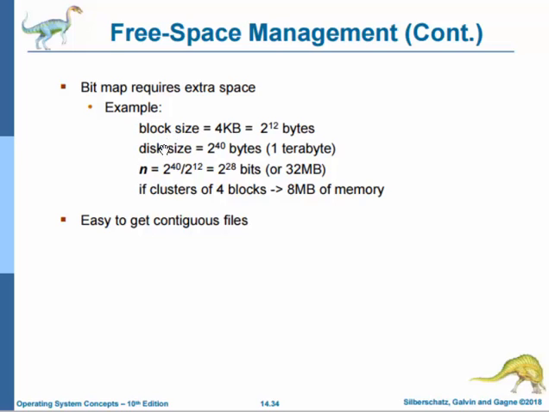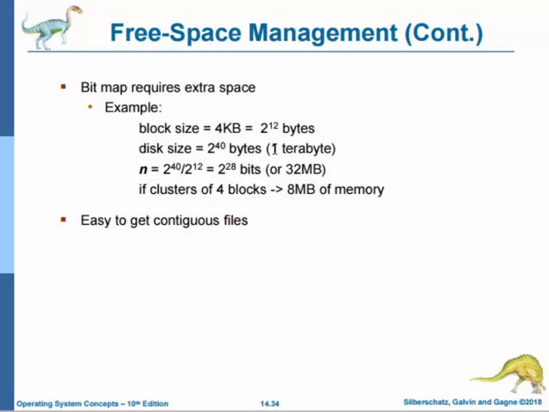Unfortunately, bit vectors are inefficient unless the entire vector is kept in main memory. So keeping it in memory is possible for smaller devices, but not necessarily for larger ones. For example, a 1.3 gigabyte disk with 512 byte blocks would need a bitmap of 332 kilobytes to track its free blocks. So basically, a bitmap requires extra space.